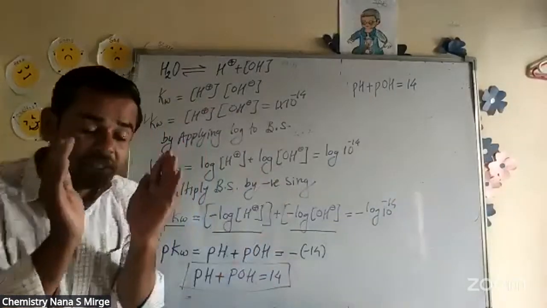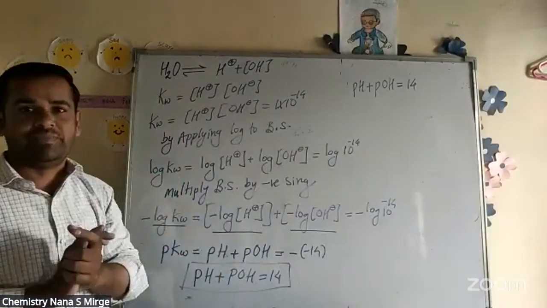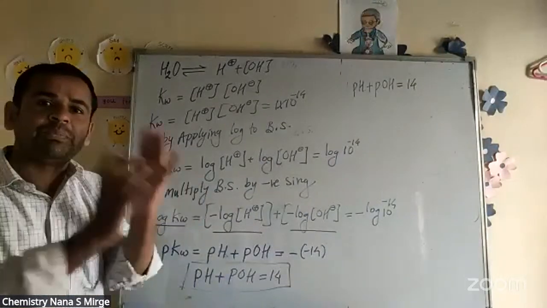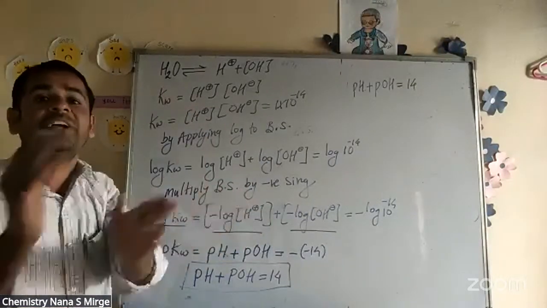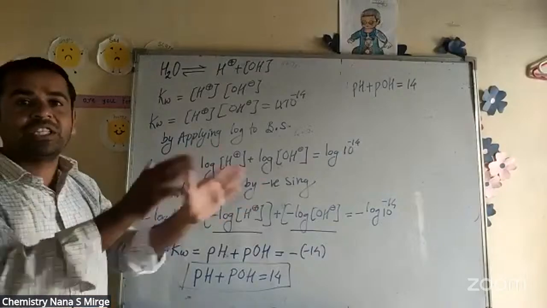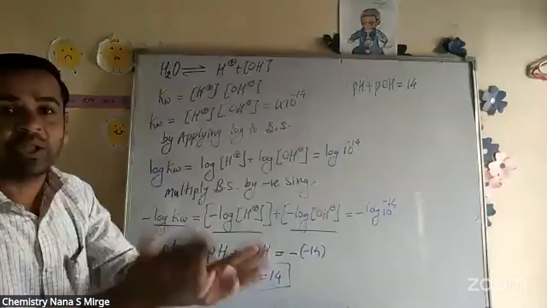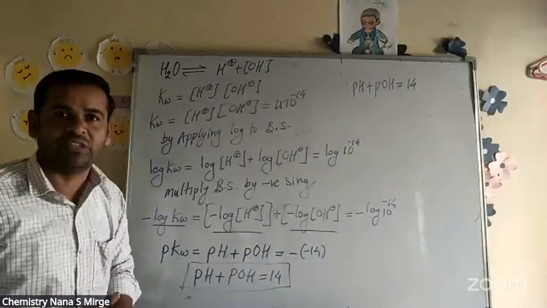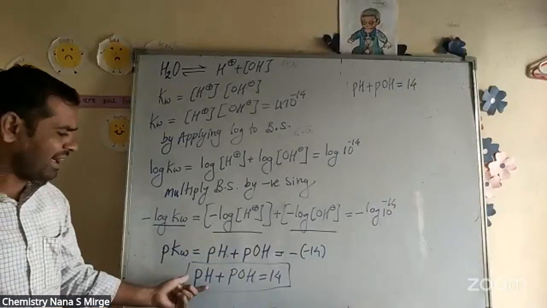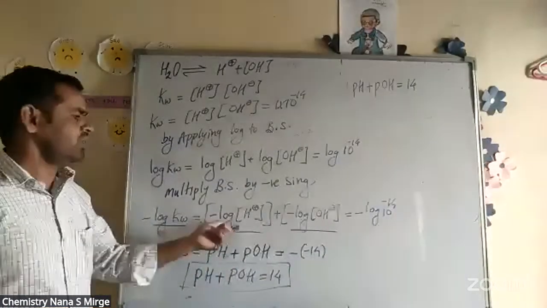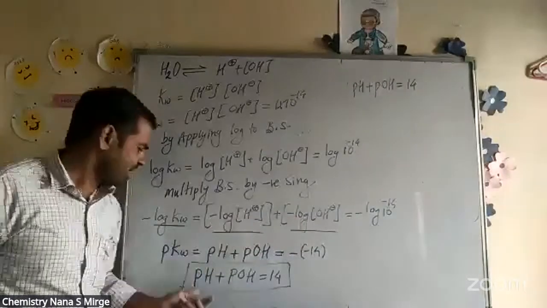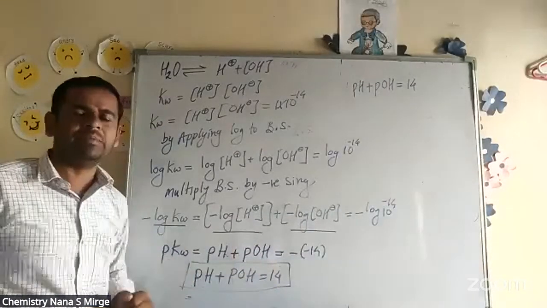Earlier we defined what is the pH. And what is the pH? pH is the negative logarithm of H plus ion concentration. And what is the pOH? pOH is the negative logarithm of OH negative ion concentration. That's all. So you can rewrite that, this one and value of this one. This pH plus pOH is equal to 14.